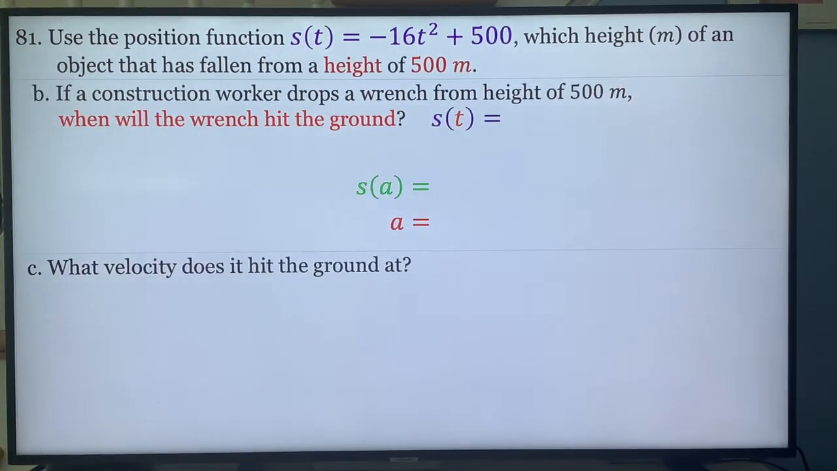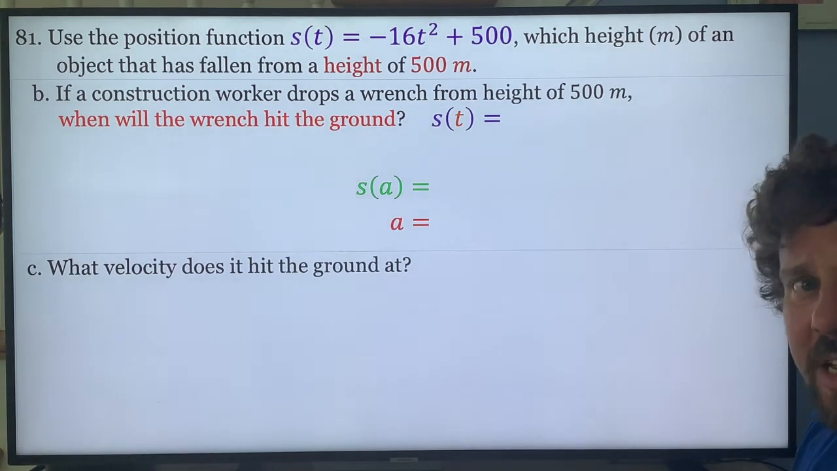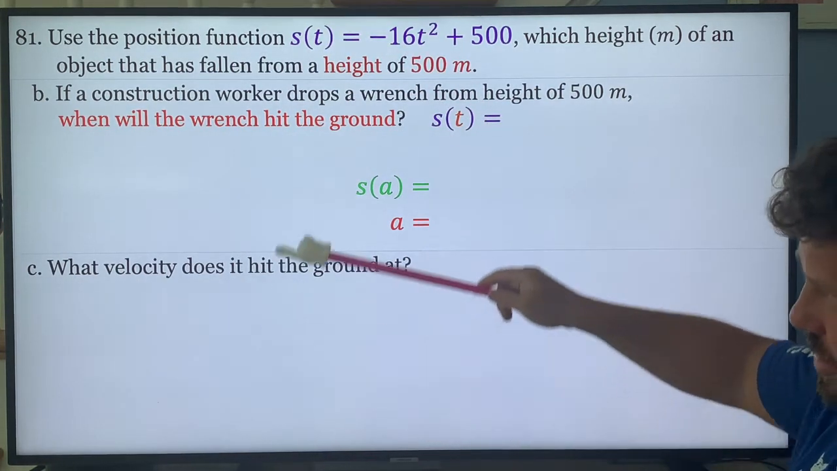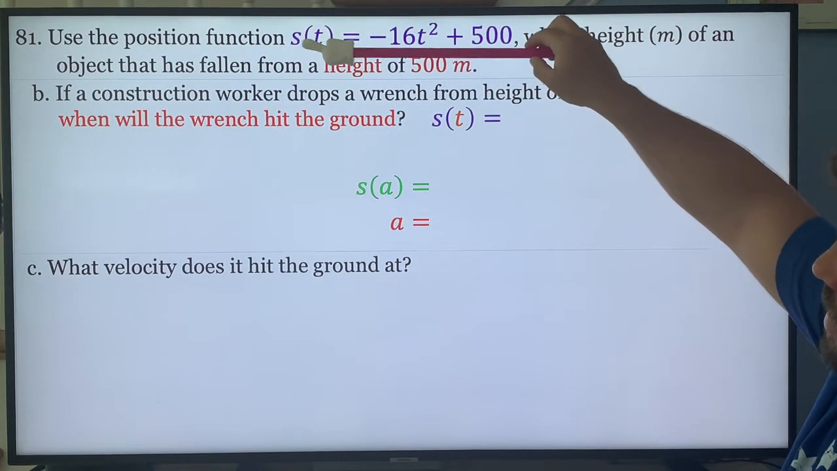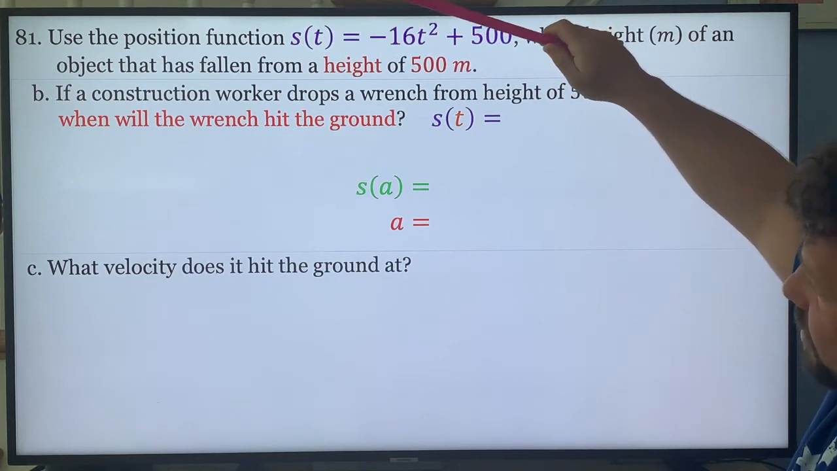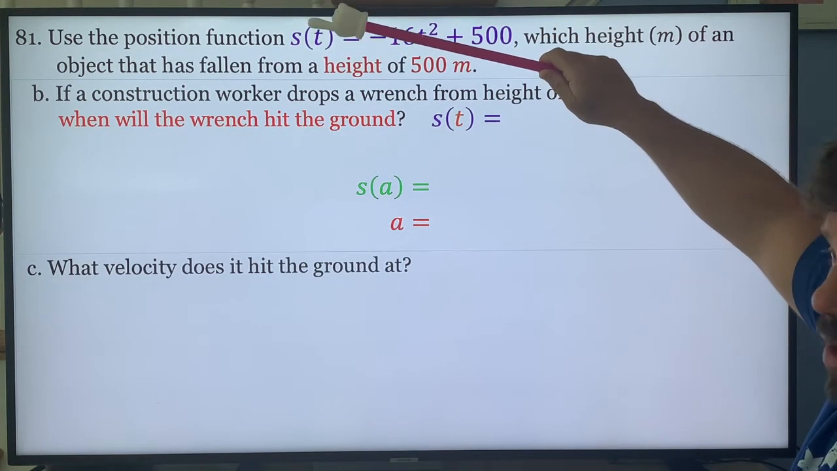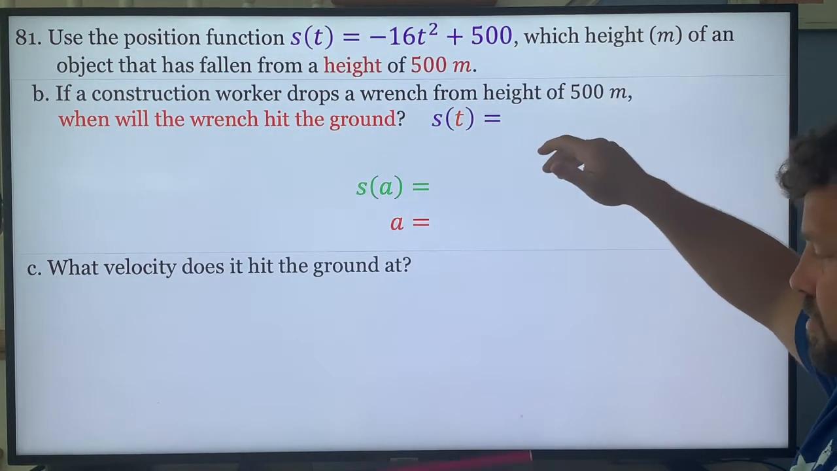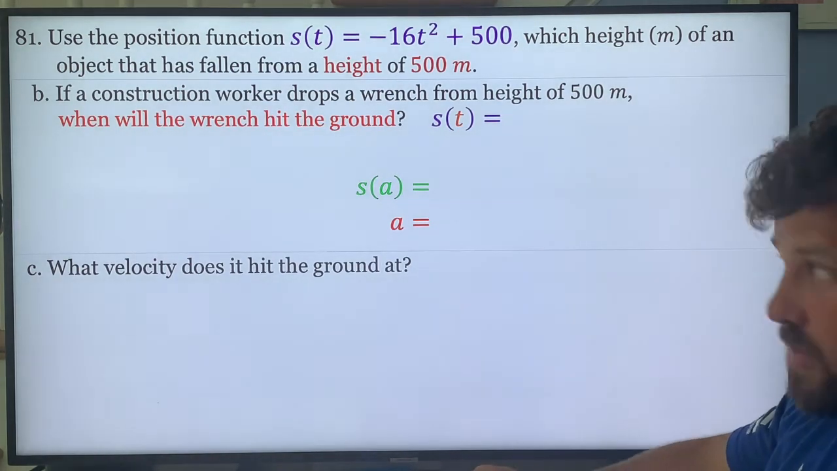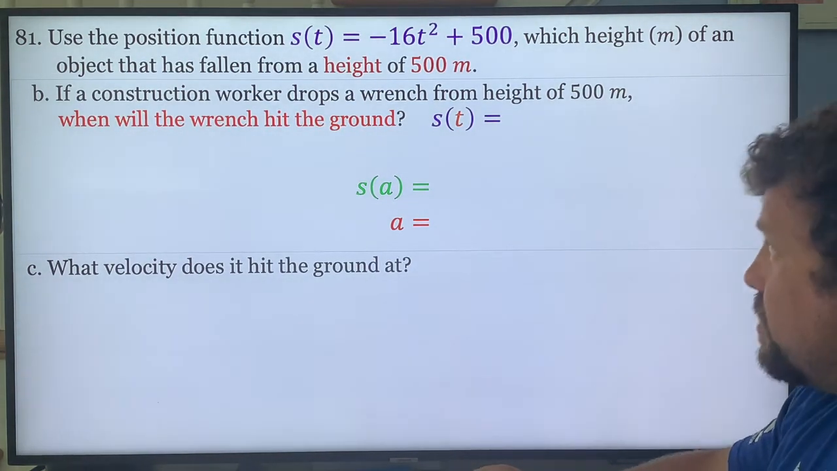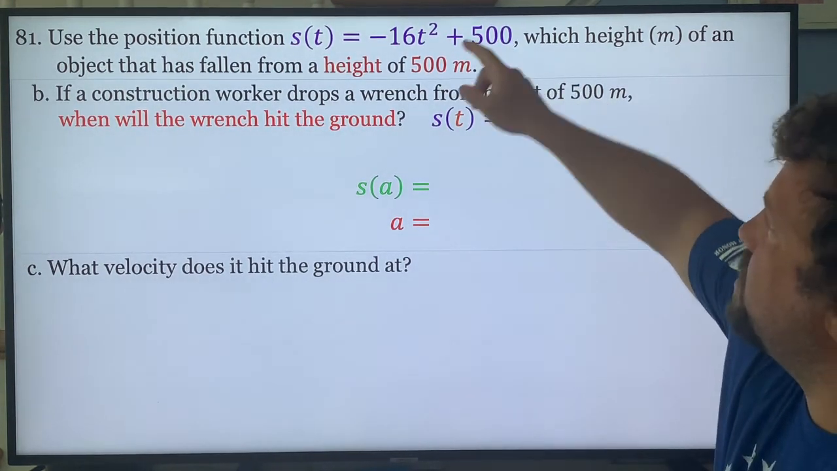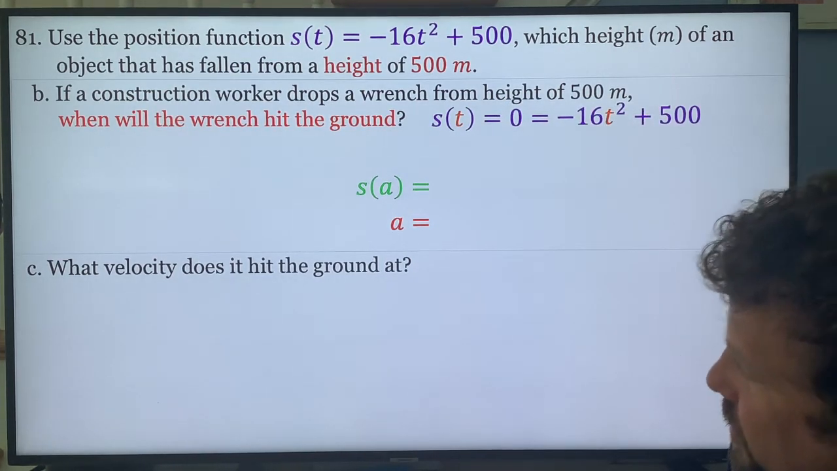All right, let's go to the next part. Now, the worker drops the wrench from a height of 500 meters. When will that wrench actually hit the ground? Now, think of it this way. I don't know if you can see it, but the table under this TV is about 1 meter from the floor. So say my S of 0, my original height, when t equals 0, is 1 meter in the air. Say I drop this. How many meters is it in the air after I drop it? 0. So your S of t is 0 when anything hits the ground. So that equals the original equation, which is -16t squared plus 500.